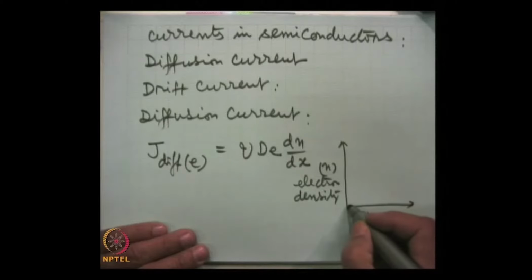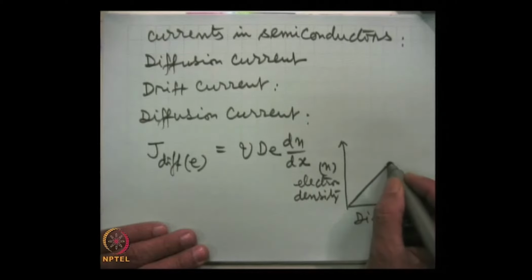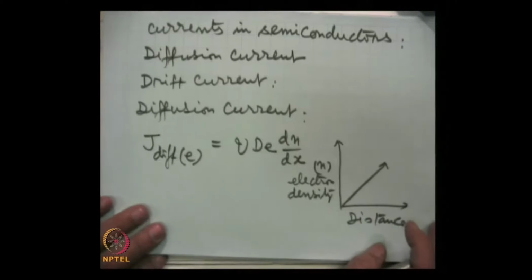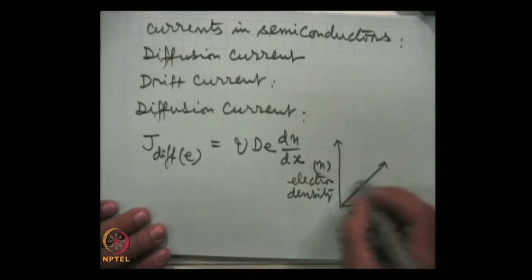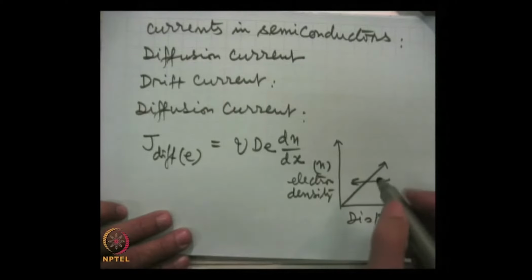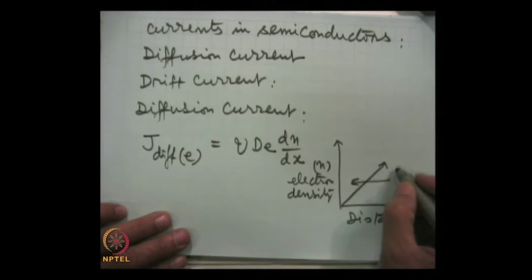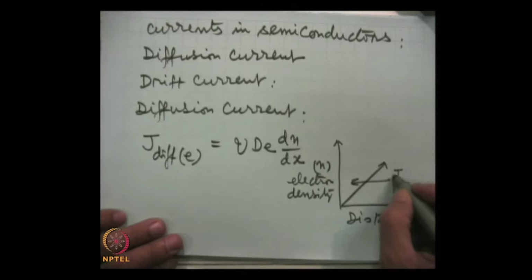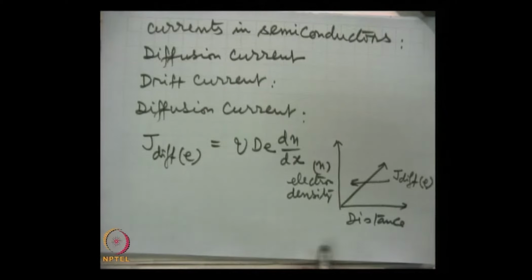Now, this is the gradient and the current. Conventionally, we take the direction of current flow opposite to the electron flow. So, this will be the diffusion current, and this is J diffusion due to the electron.